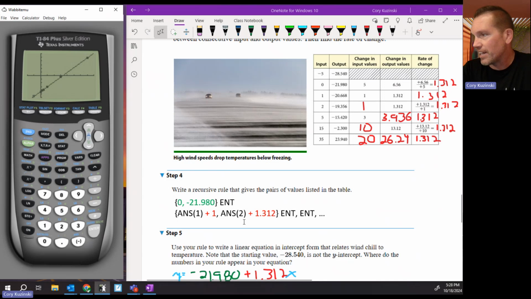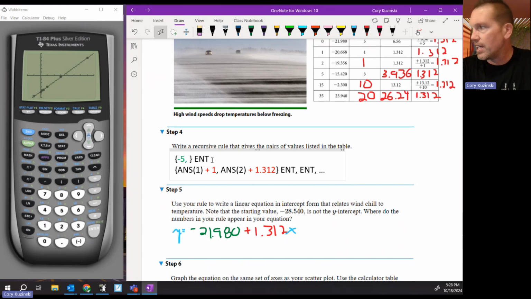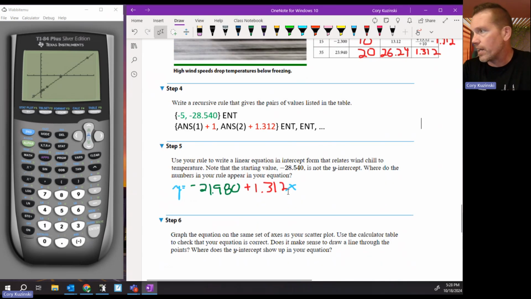They kind of say that. They definitely say that right here. Use your rule to write a linear equation in intercept form that relates the windshield temperature. Note that the starting value. So they did want me to use that. All right. We'll do it one more time. I guess they wanted me to use negative 5 and negative 28.540. I guess we can still use the recursive rule because the recursive rule does eventually get us to the 0, negative 21.980. Okay, anyway.